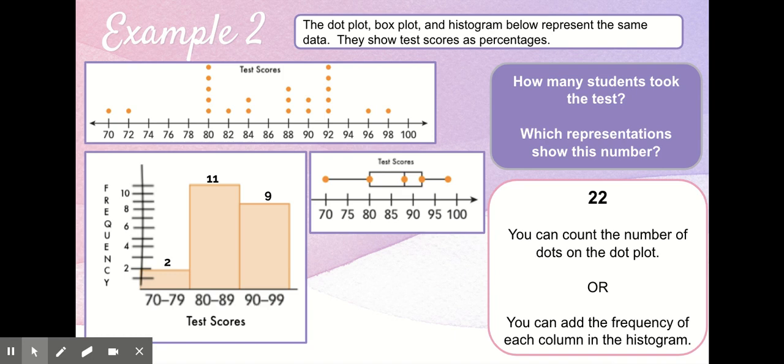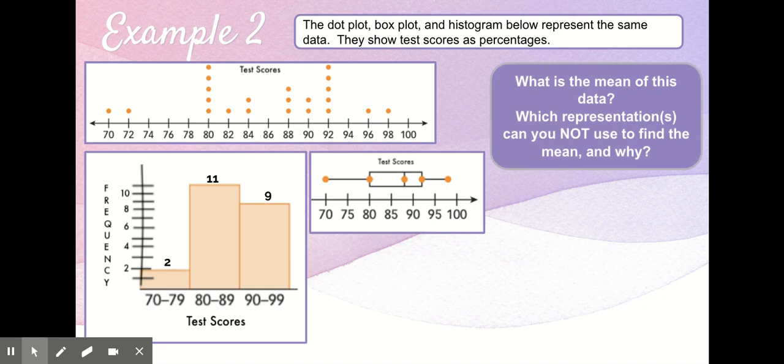The histogram is showing 2 students scored between 70 and 79. I don't know their exact scores, but I know they fell within that range. 11 students scored between 80 and 89, and 9 students scored between 90 and 99. But I know that those frequencies I can add up. I can also add the dots. The number of dots show the exact score of all 22 students.